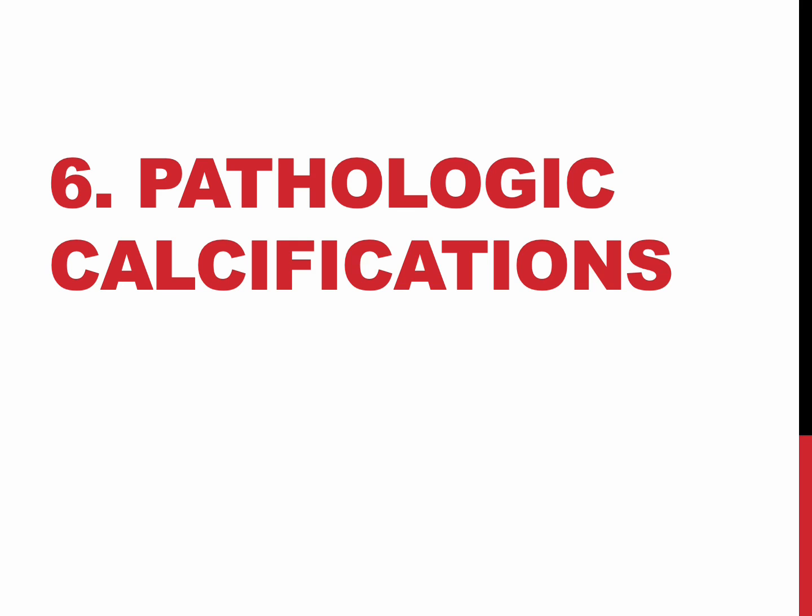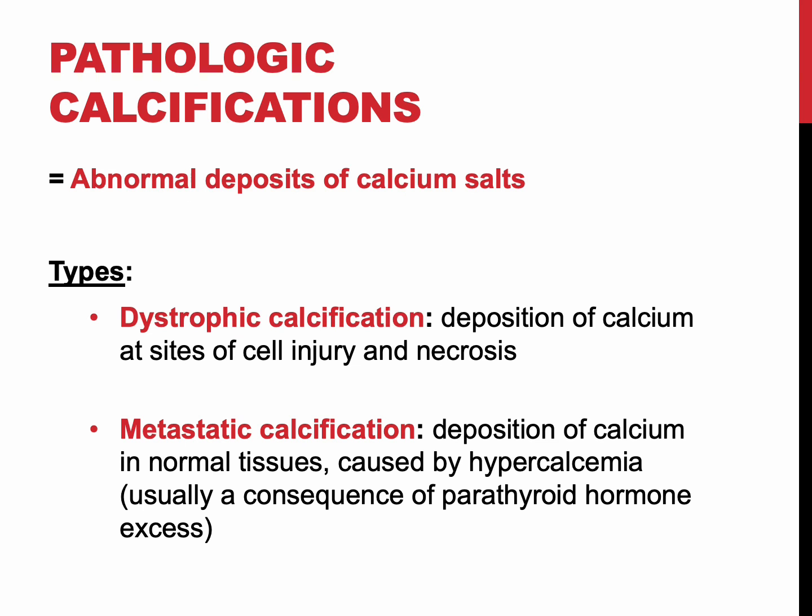We can also see pathologic calcification within cells, and as you can imagine, these calcifications are due to an abnormal deposit of calcium salts. These deposits can be dystrophic or metastatic. When we talk about dystrophic calcification, we typically mean that these depositions of calcium are in areas where there's been a cell injury or cell necrosis. The sites of this injury and necrosis could leave areas of calcification, which are called dystrophic.